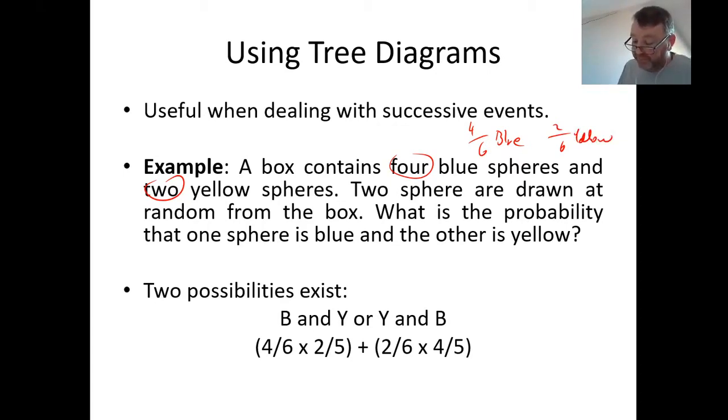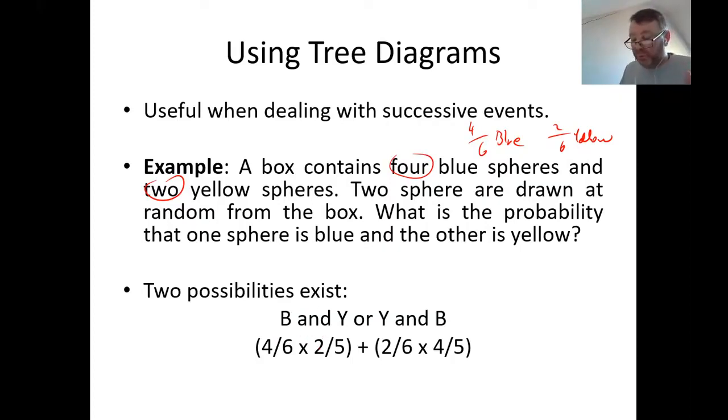However, it says here that 2 spheres are drawn at random. So you take out the first one, hold on to it, and take out the second one. So blue and yellow: 4 out of 6 represents blue, but because I'm going to keep that out, we drop down to the available number of spheres, which is 5. And out of that 5, 2 of them will be yellow. So I want a blue and a yellow, which is 4 over 6 multiplied by 2 over 5.